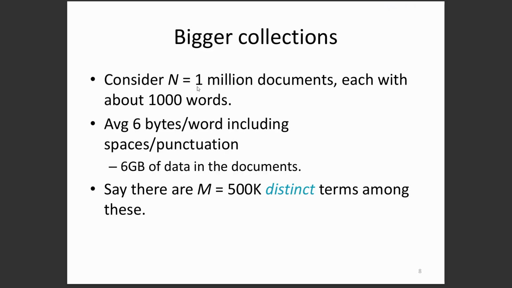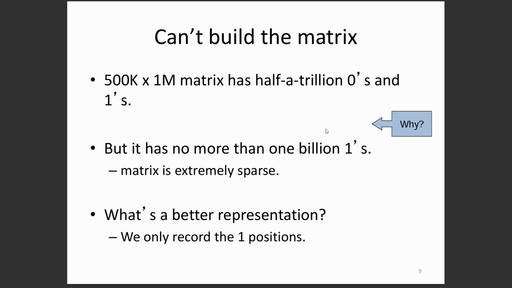Now bigger collections. Let us consider n equal to 1 million documents. In the previous example, we came across hardly 6 to 7 documents. Now consider 1 million documents, each with about 1000 words. On average one word might take around 6 bytes, so 6 bytes per word, including spaces, means it is going to take 6 GB. Say there are 500,000 distinct terms. With 500,000 distinct terms and 1 million documents, I can't build the matrix because it is going to have more than 1 billion ones. The matrix is extremely sparse. A 500k by 1M matrix has half a trillion zeros and ones.